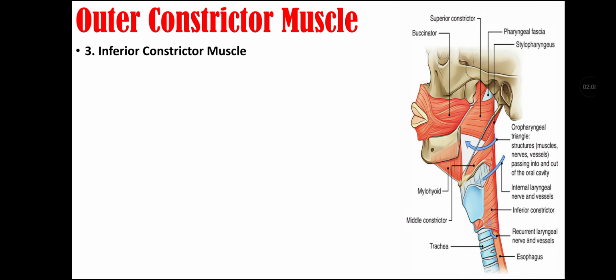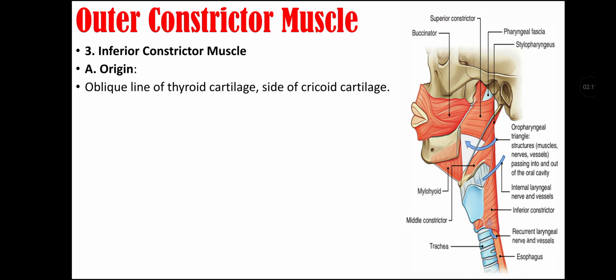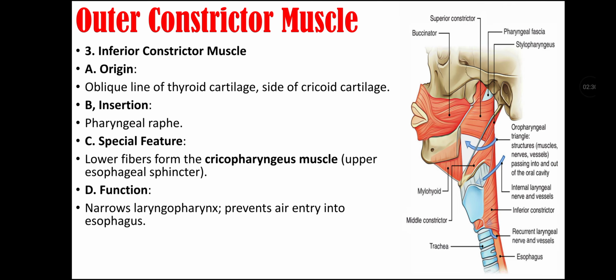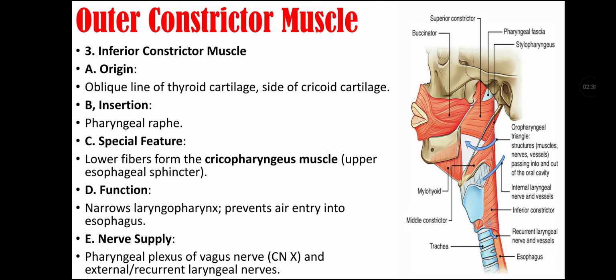Third constrictor muscle we have is inferior constrictor muscle. It originates from the oblique line of thyroid cartilage at the side of cricoid cartilage. It is inserted into pharyngeal raphe, and its special feature is that it has lower fibers that form the cricopharyngeal muscle, also called upper esophageal sphincter. Its functions include that it narrows laryngopharynx and prevents air entry into the esophagus. Its nerve supply is by pharyngeal plexus of vagus nerve and also by external and recurrent laryngeal nerve.